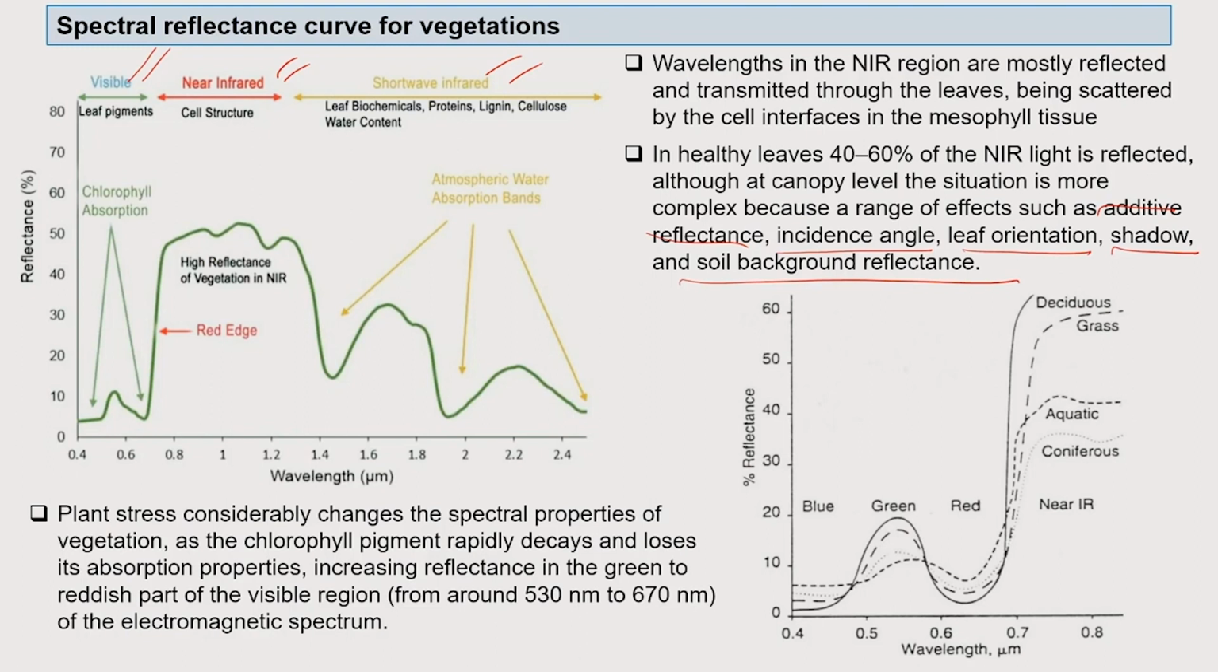Okay, here you see one graph showing blue, green, red wavelengths and how reflectance takes place at different wavelengths. Near infrared, coniferous trees, aquatic plants, grass and deciduous: different plants have different types of reflectance curves. So accordingly, when we sense it by satellite, the sensed data will be different on the basis of these different properties of the plant.